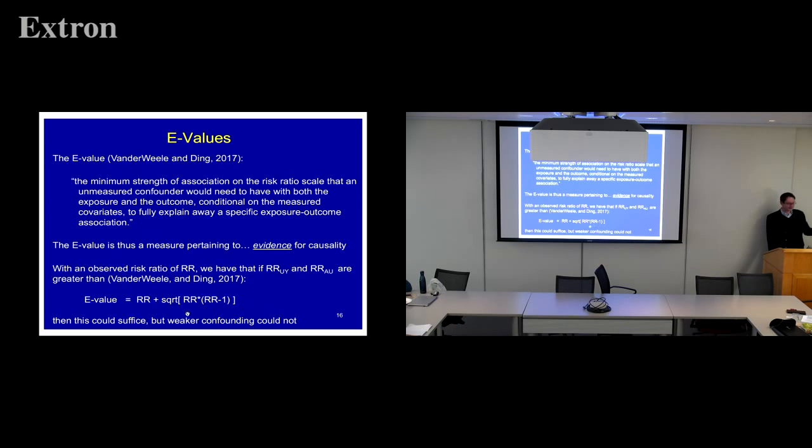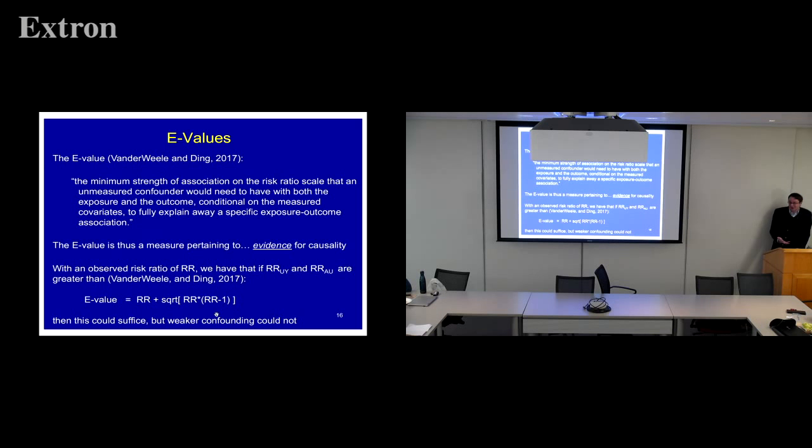Very straightforward to calculate: the observed risk ratio plus the square root of the observed risk ratio times the observed risk ratio minus 1. So one can make the claim that if both of the sensitivity analysis parameters are greater than this E-value calculated here, then that could suffice to shift the estimate, but weaker confounding absolutely could not.